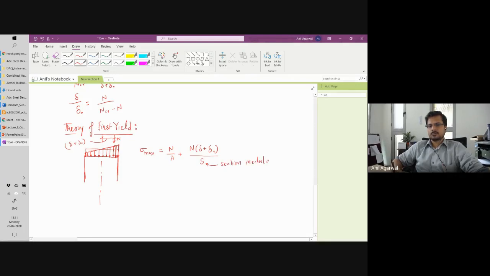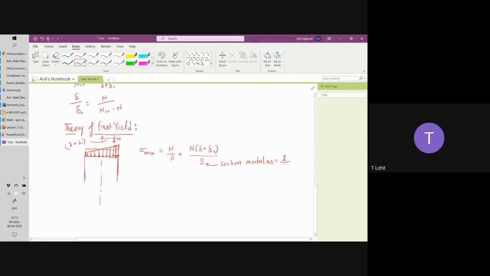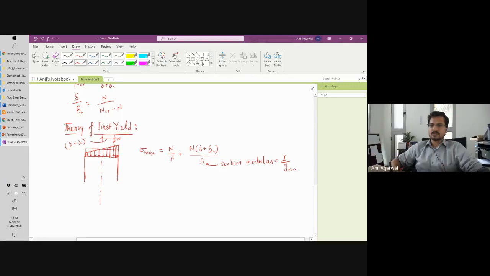Any doubt here? Which is, what is it equal to? I divided by? I divided by Y. Y max. Correct? Y max, if the two Y's are not equal. All right. So this is basically your section modulus. And what you are saying is that sigma max, that is this stress value, will be equal to force divided by total area plus the moment effect. So because of the moment, you will have some stress.